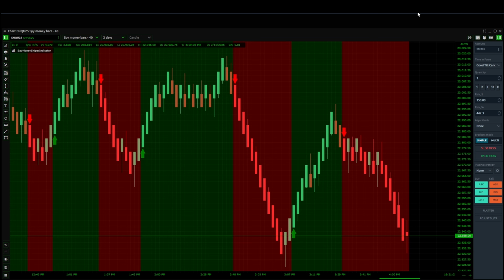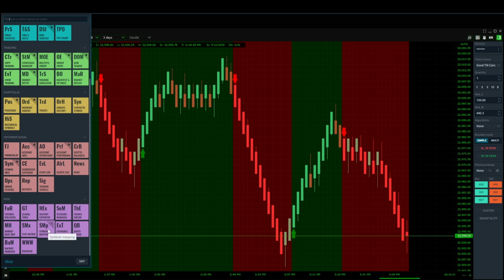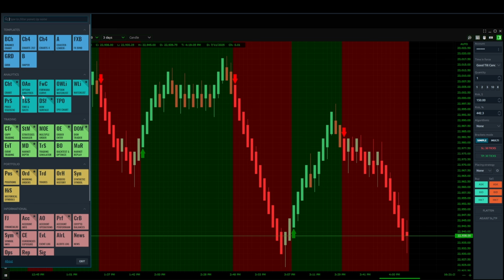And your settings, you can change your main settings of Quantower right here. If you click over here on the SPY money logo, there are different icons that you can pick. Anything you want to do is right here. There's no searching for it, and it's categorized pretty well, like all your trading stuff.